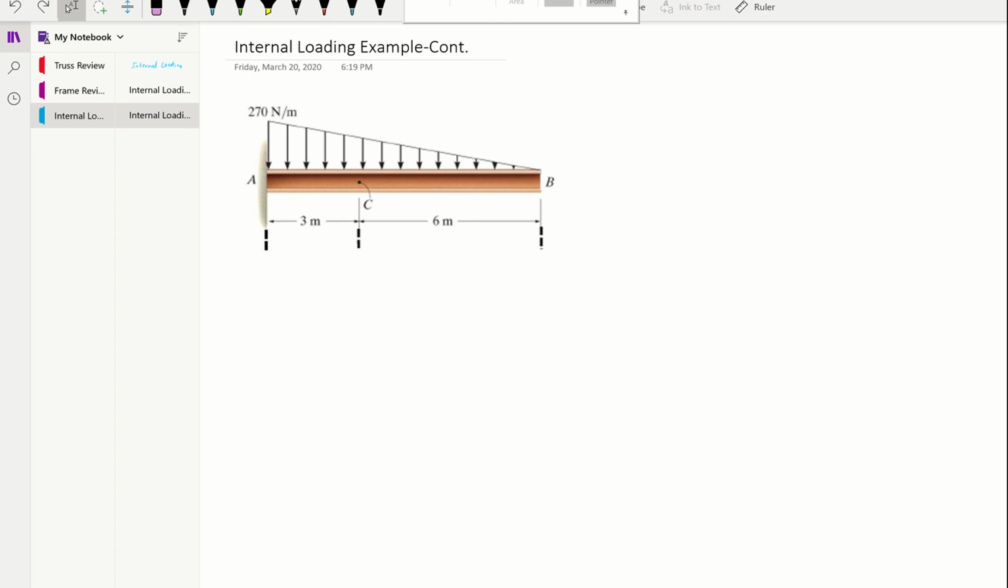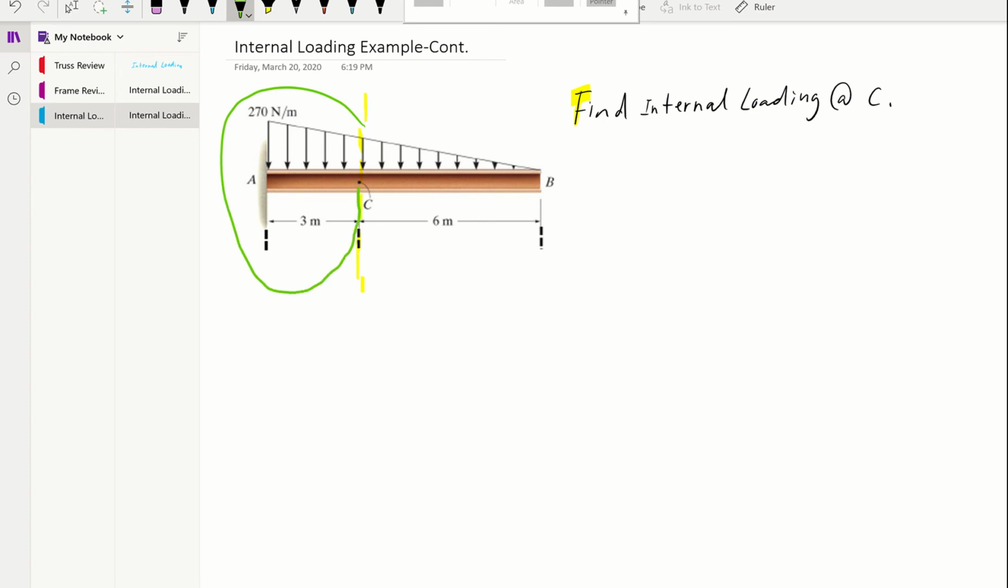Hello, we're going to continue to work on this internal loading example. Remember, in the previous video, I promised you we're going to look at both left and right sections. Our goal is to make a cut here and find out what the internal loading is at C. Last time we looked at the right section.